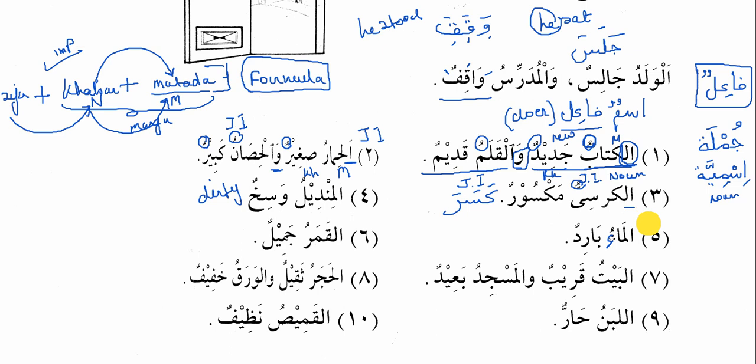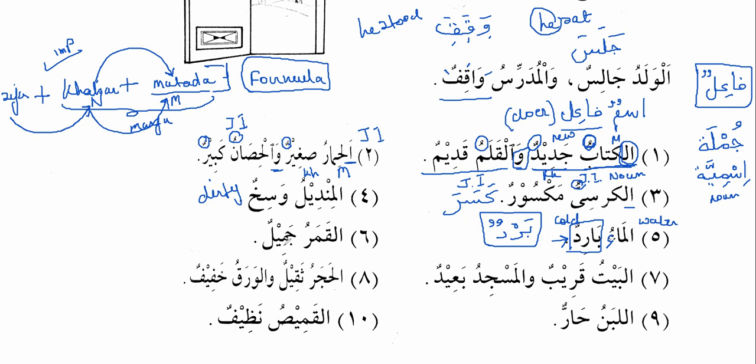Ma means water. Baridun, barid means cold. It comes from bardun. Bard means cold, and bardun means the coldness. This is actually a masdar word, and we will learn about masdar inshallah. But this is barid. Barid is ismun fa'il. How do we know? See the scale. Baridun, like we have jalisun, like we have waqifun. So this is from ismun fa'il. Ma'un baridun means the water is cold.